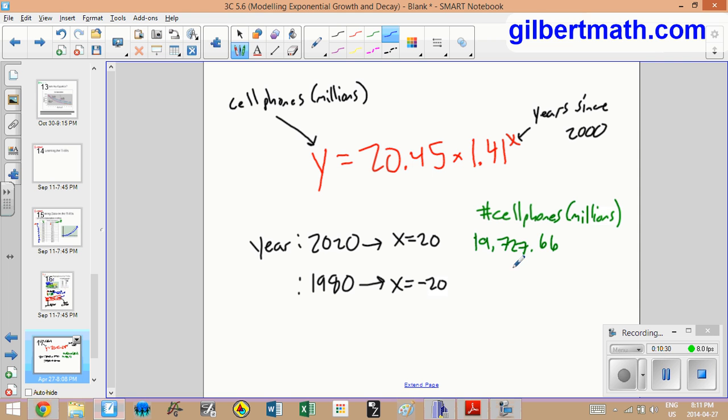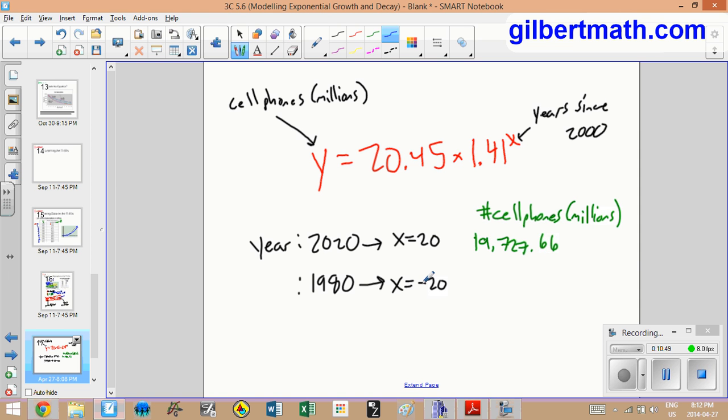19,727.66 million. So that would be 19 billion, or almost 20 billion cell phones in Africa in 20 years. So obviously we can see that there's a bit of a problem there because there aren't even that many people in the world. There's not even close to that many people in the world.